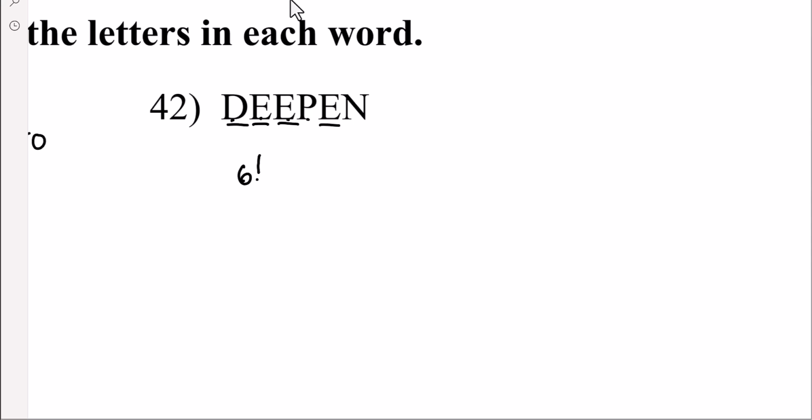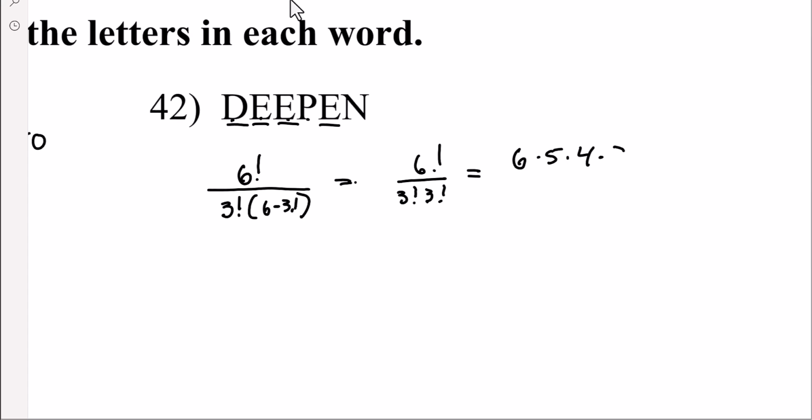However, 3 of them repeat. So I believe this is the process. You're going to divide by the number of times the E repeats, and the top is going to be 6, the total. So we're going to have 6 factorial over 3 factorial. So let's see if this works out. So 6 factorial is 6 times 5 times 4 times 3 factorial.